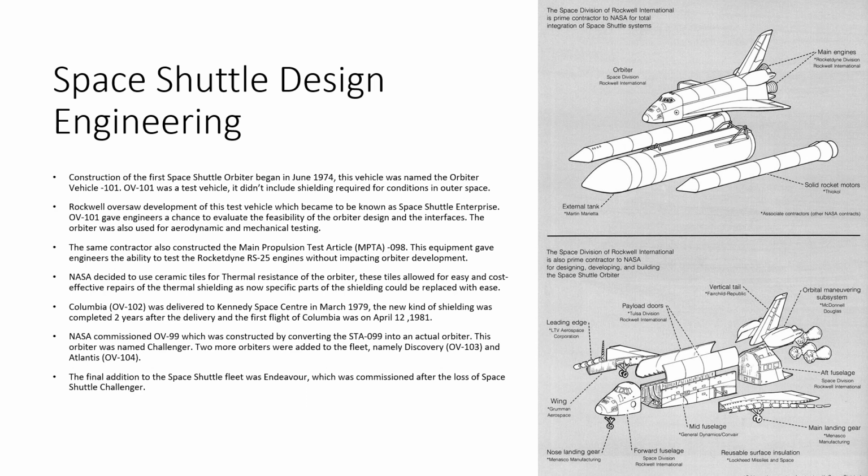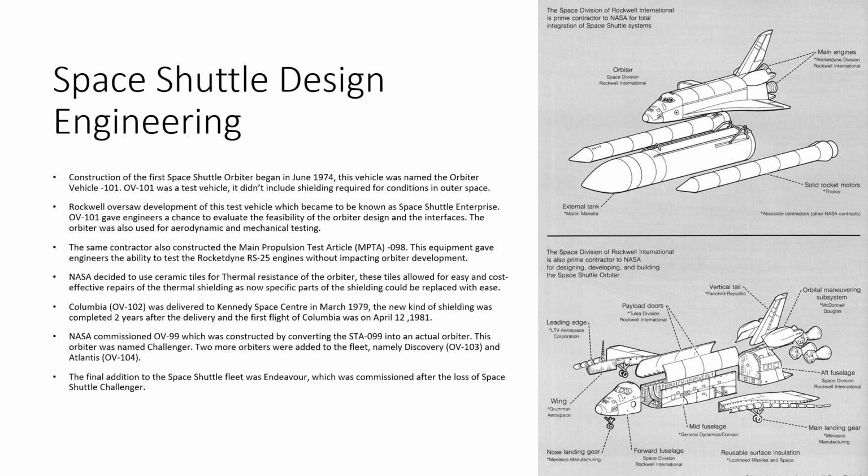OV-101 gave engineers a chance to evaluate the feasibility of the design and the interfaces. The orbiter was also used for aerodynamic and mechanical testing. Rockwell was also contracted to construct the main propulsion test article 098. The equipment gave engineers the ability to test the Rocketdyne RS-25 engines without impacting the orbiter development.